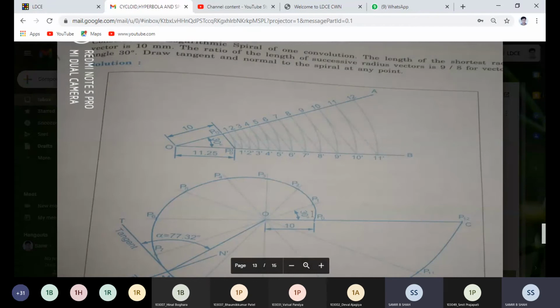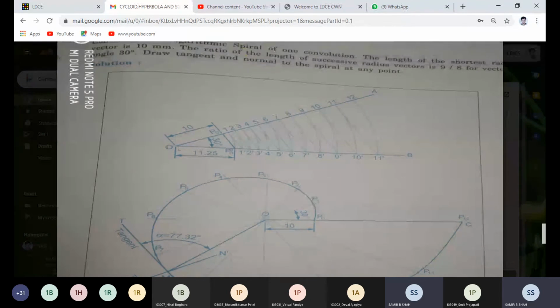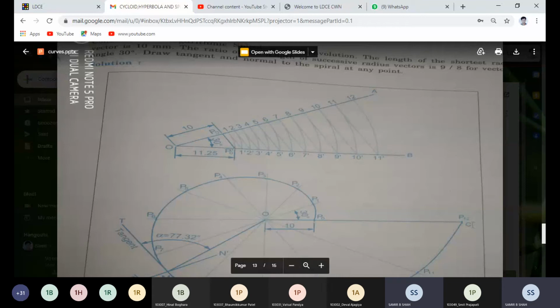Draw the horizontal line OC of the length equal to length O12. The line we got here from O to 12, click on it and take it here. Okay, OC is equal to O12.